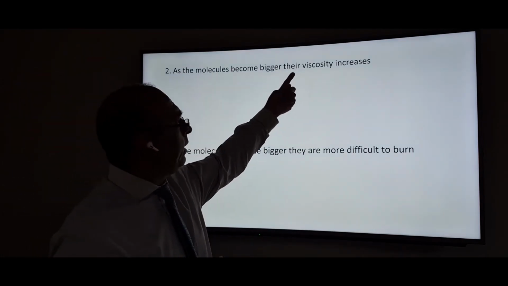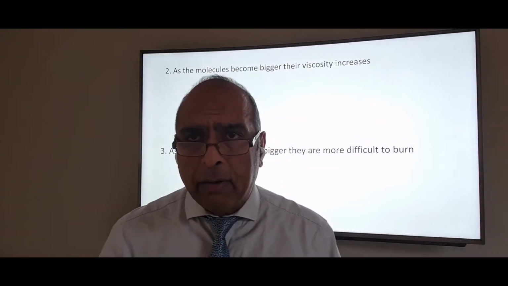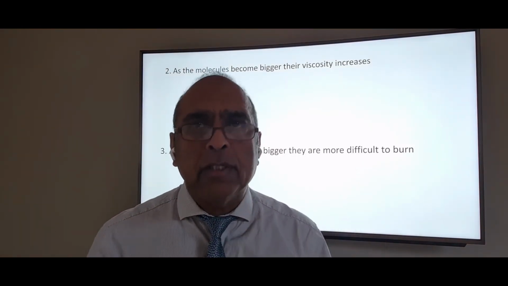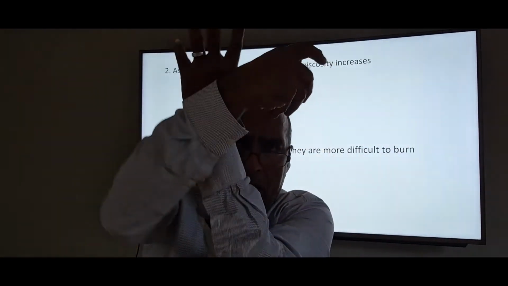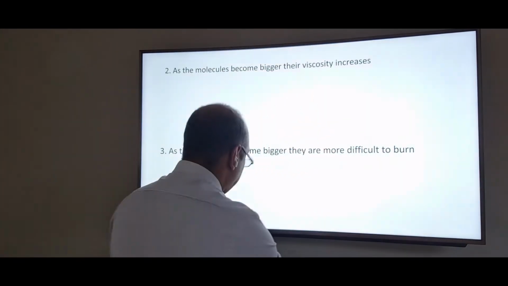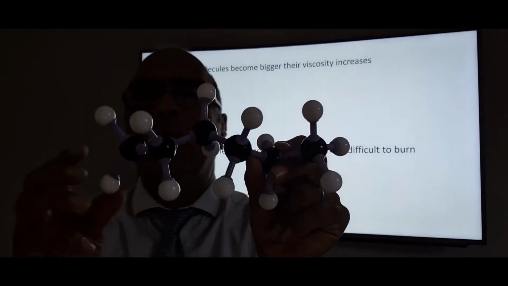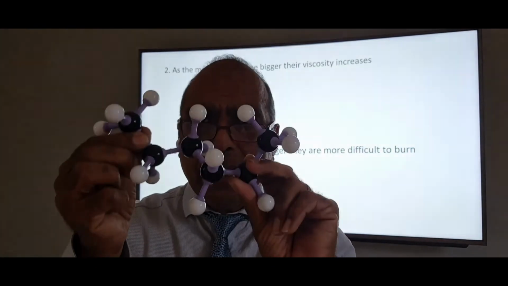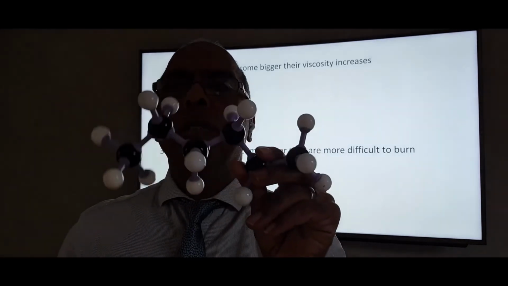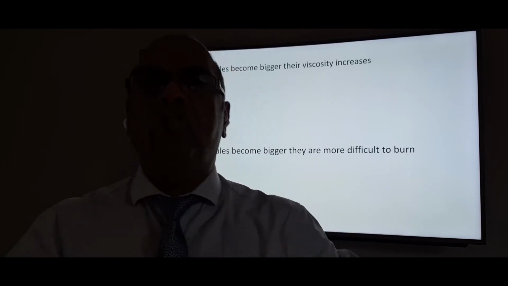As the molecules become bigger, their viscosity increases. Now, if you remember, viscosity is about how thick and gooey something is. And the thickness or the gooiness of something is how the molecules can tangle. Look, I've got a long molecule here, hexane. If there's long molecules, there's more scope for tangling to happen. If more tangling happens, it'll be viscous, it'll be thick and gooey. Like treacle.